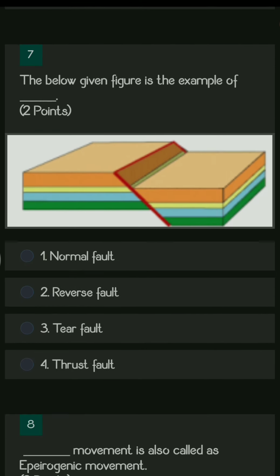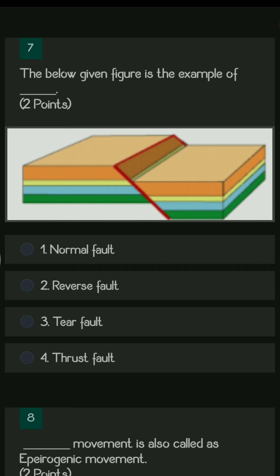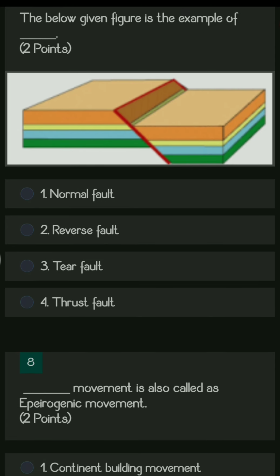Next question. Here a figure is given to you, and you just have to see which type of fault it is. As you can see, the fault portion is facing the sky. So this type of fault is called a normal fault.